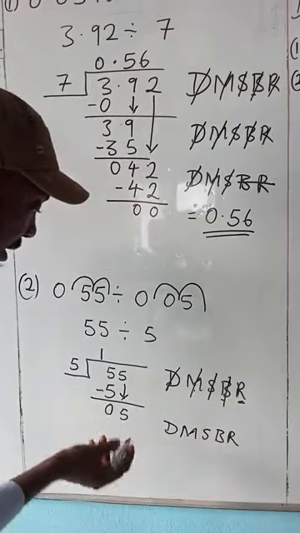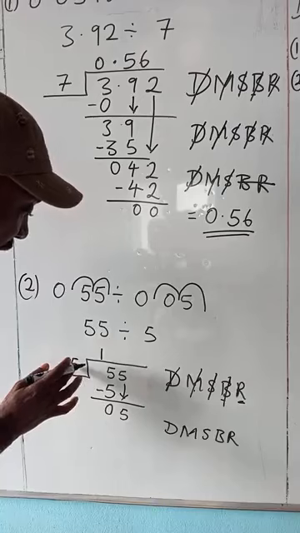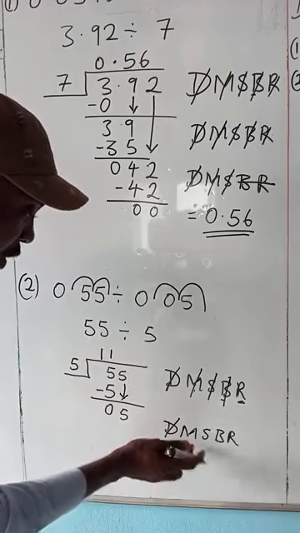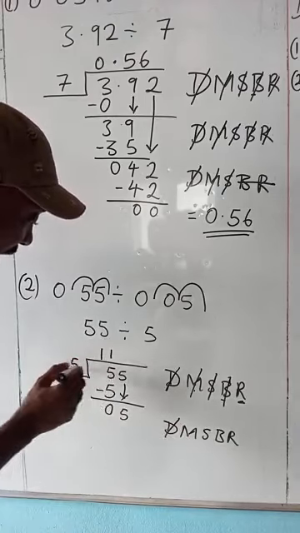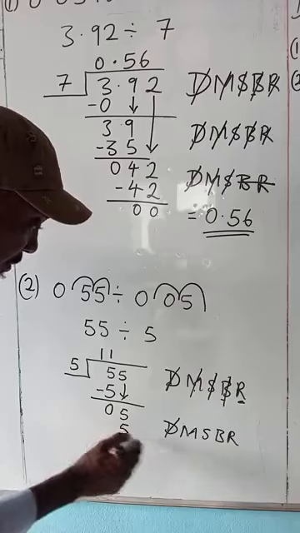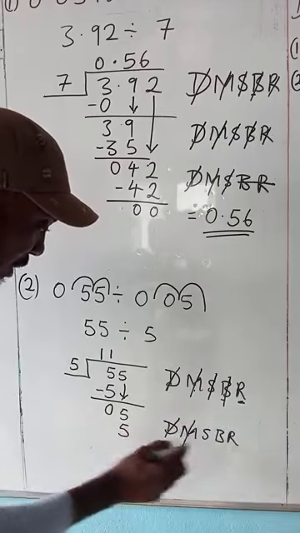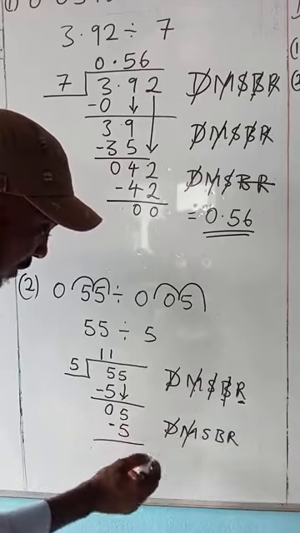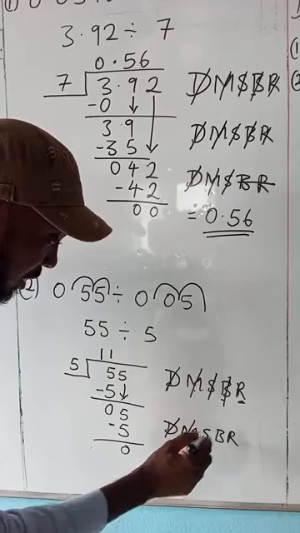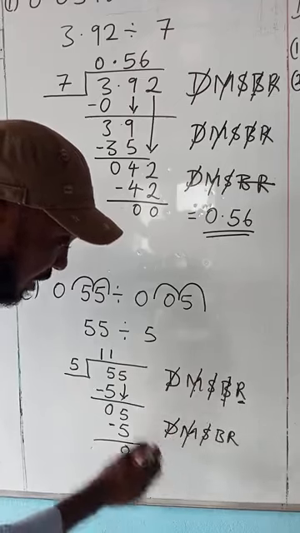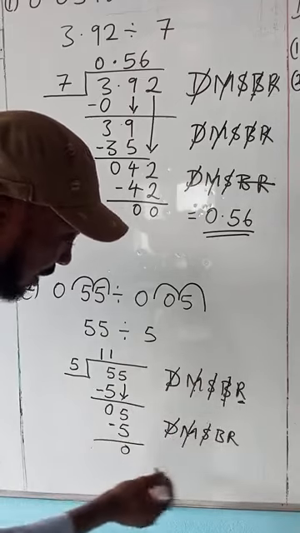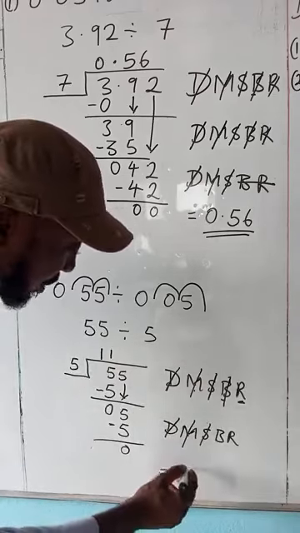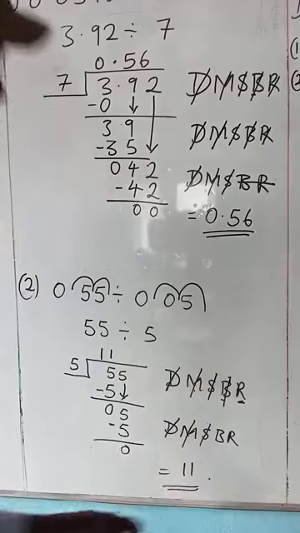So we have 5 divided by 5 will give you 1. You've divided. The next operation is multiplication. 1 times 5 will give you 5. You've multiplied. The next operation is subtract. 5 minus 5 will give you 0. You've subtracted. Nothing to bring down, and we don't have any remainder. So the answer to this 55 divided by 5 becomes what? 11. This becomes your answer.